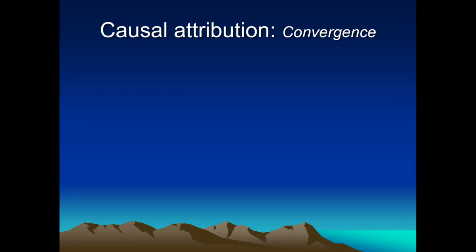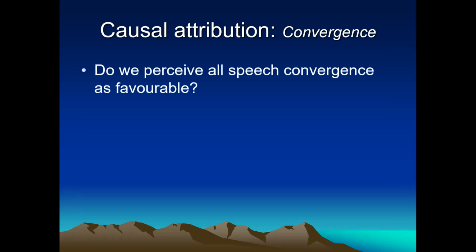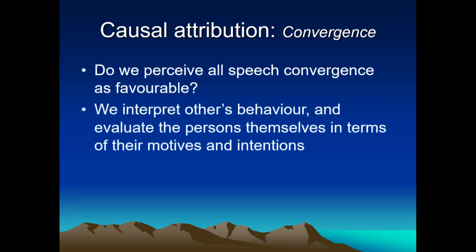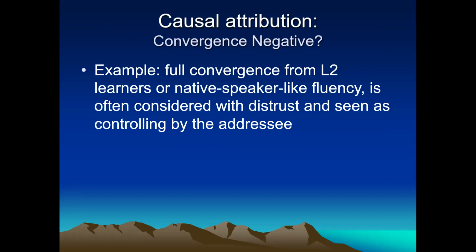All right, and then we have causal attribution. Do we perceive all speech convergence as favorable? Very important. We interpret others' behavior and evaluate the persons themselves in terms of their motives and intentions. So an individual may converge, but it is not seen as favorable. For example, full convergence from L2 learners or native speaker-like fluency is often considered with distrust and seen as controlling by the addressee, right?